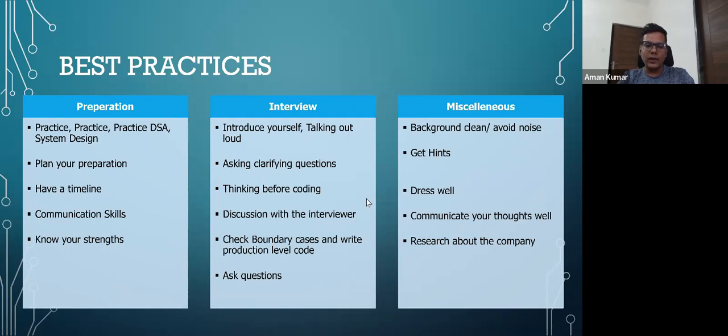Check boundary cases and write production level code. This is very important. Checking boundary cases means that a lot of times you just do not think about boundary case scenarios, so you have to think about that as well. Your code should be production level, production ready code. Production ready code means it should not have any bugs. Think through all the scenarios.